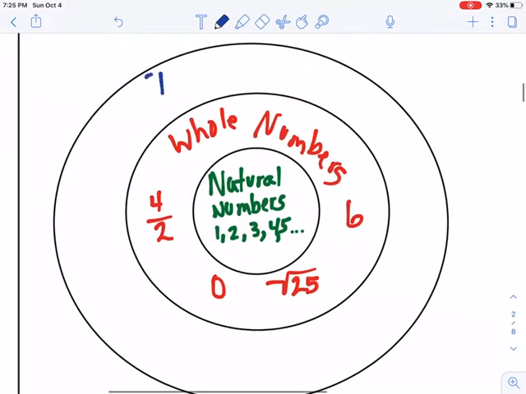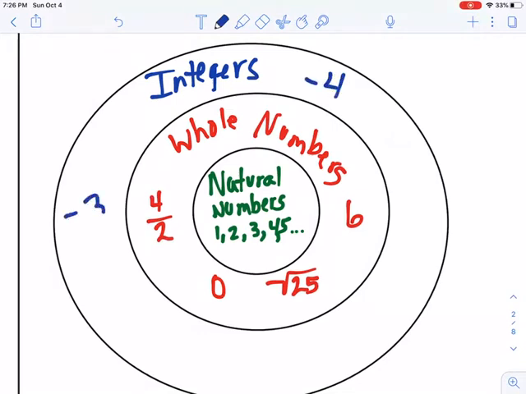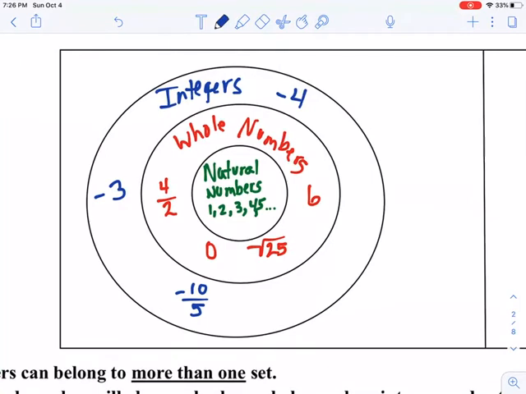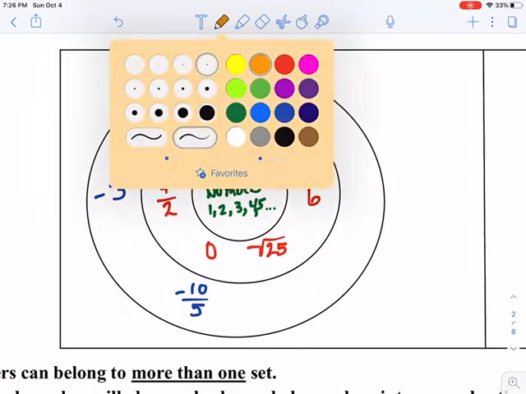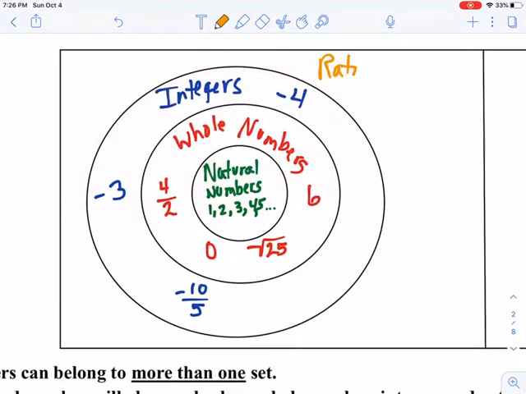All right, and then above whole numbers, we have integers. So our natural numbers and whole numbers are also integers. They can be like -4, -3, -10/5, but also include your whole numbers and your natural numbers. And all of these are called rational numbers because they can be turned into fractions.